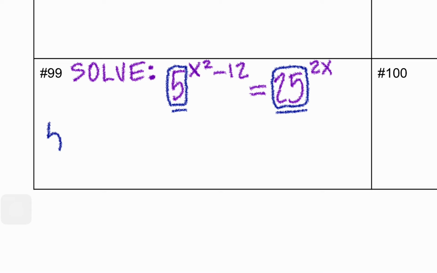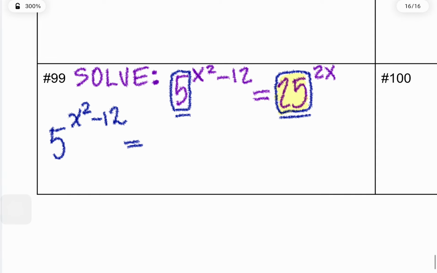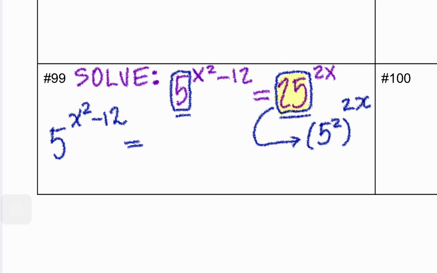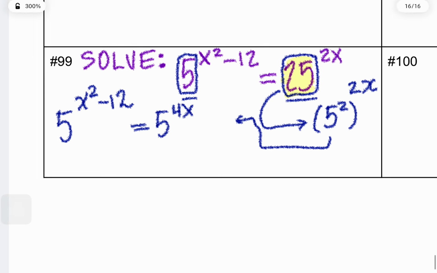The left side could stay as 5 to the x squared minus 12. It's good the way it is. However, the right side, I'm going to rewrite. 25 is equal to 5 squared. Since 25 is equal to 5 squared, it's really 5 squared to the 2x, right? So that means that right there, when I raise something to a power and then raise to a power, we multiply our exponents. So this becomes 5 to the 4x, just like that, okay?